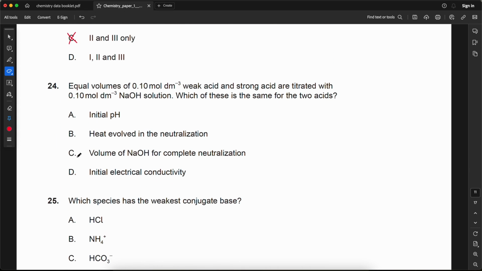Equal volumes of 0.1 mole per decimeter cubed weak acid and strong acid are titrated with 0.1 molar NaOH solution.